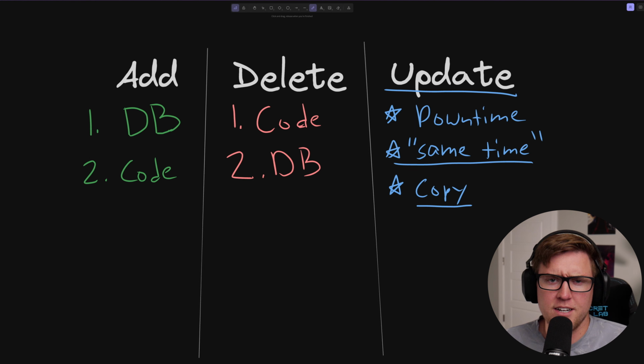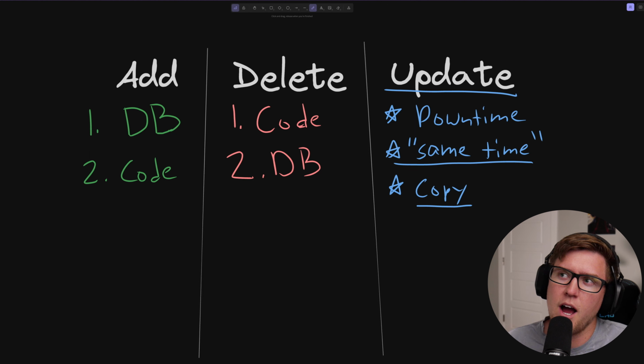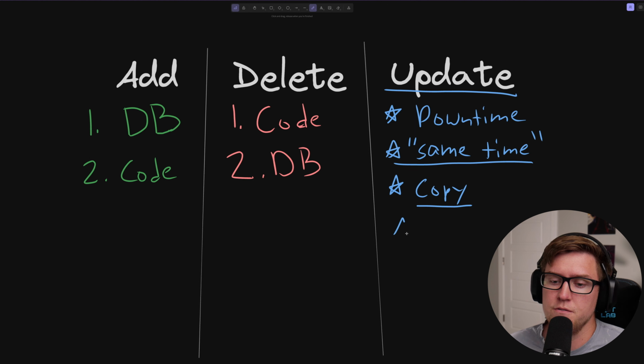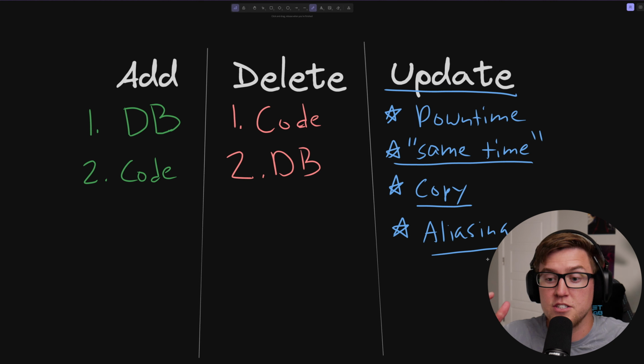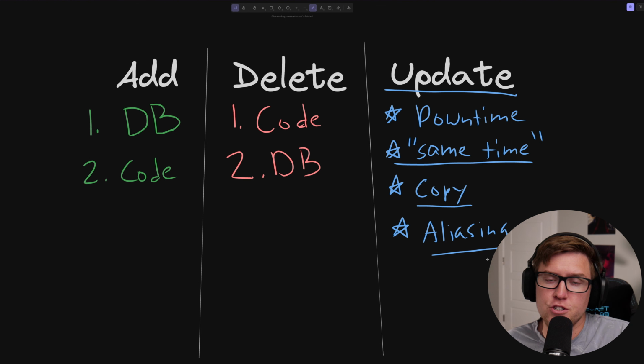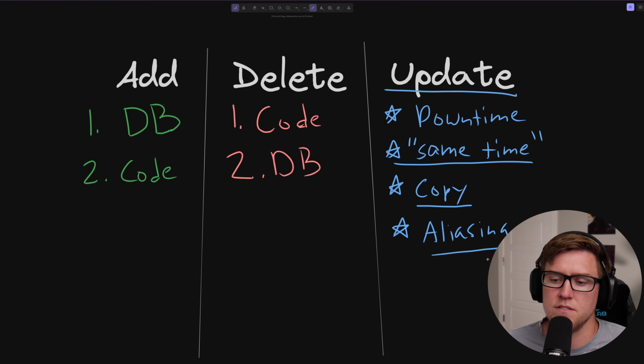Now, I know I just said that copying was the best approach, and I may have misspoke there. There actually is a better approach that I'm aware of. I'm going to call it aliasing. The thing is, sometimes aliasing is not possible. There are certain databases that support an aliasing feature and some that don't. So it kind of just depends if this is available to you.